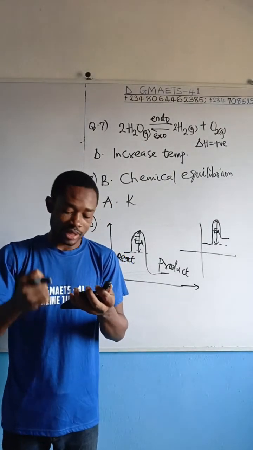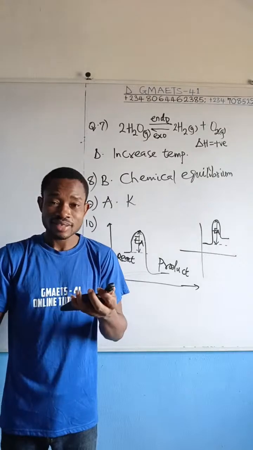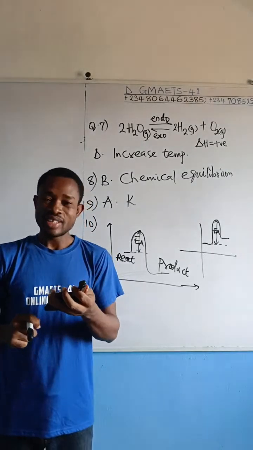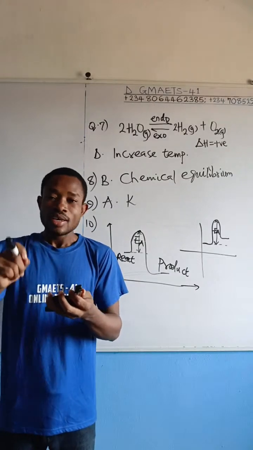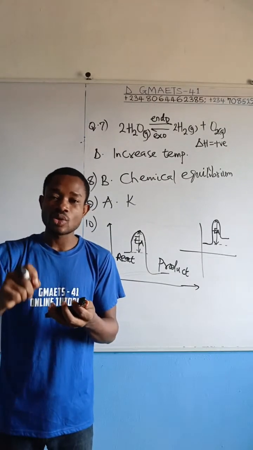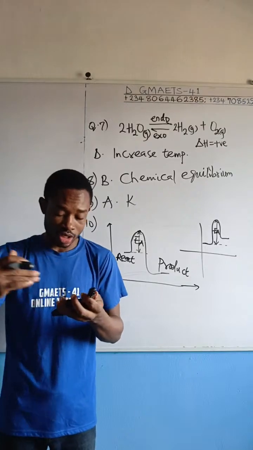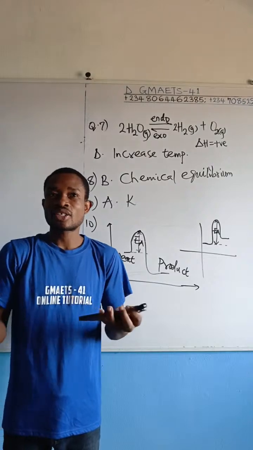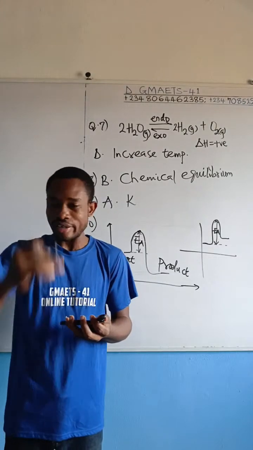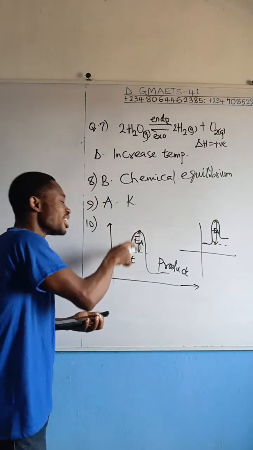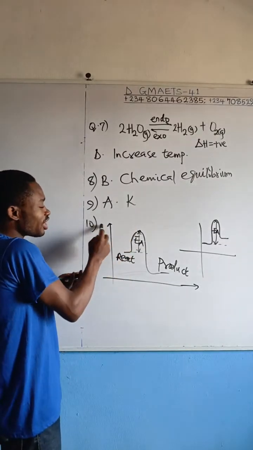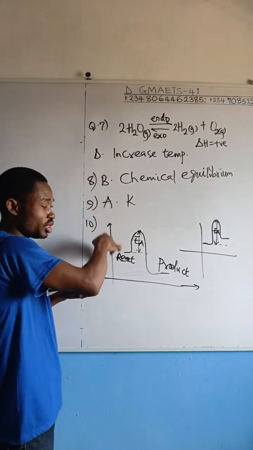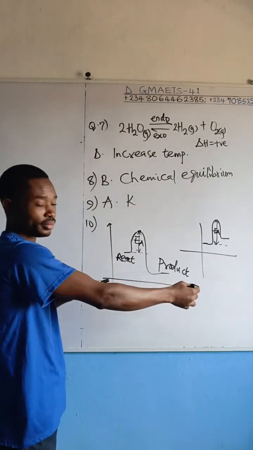B, increase the temperature. That's not the answer. C, lowers the activation energy. That is the answer. If a catalyst is added to a chemical reaction and the rate of reaction increases, what the catalyst actually did is lower, reduce this height, reduce the energy, because this vertical line here is representing energy. This is energy and then time.